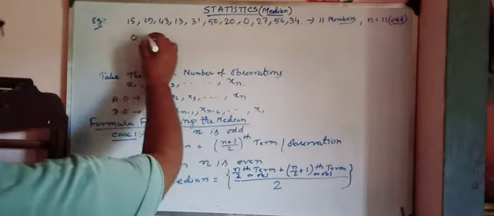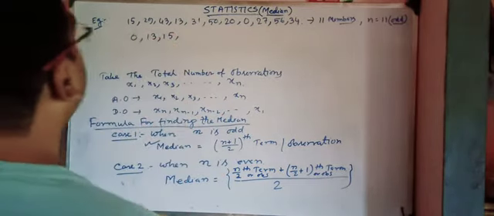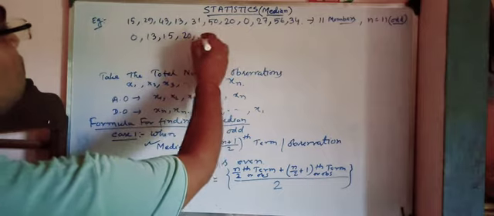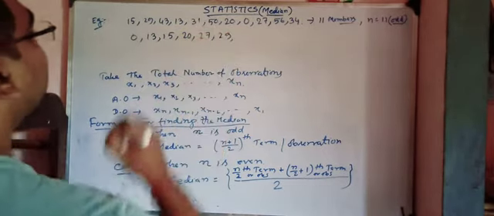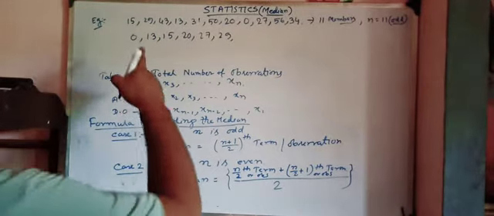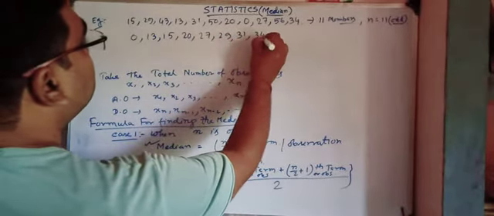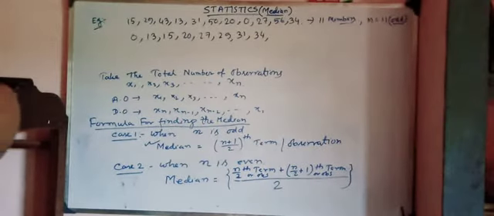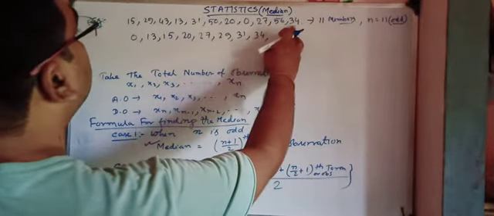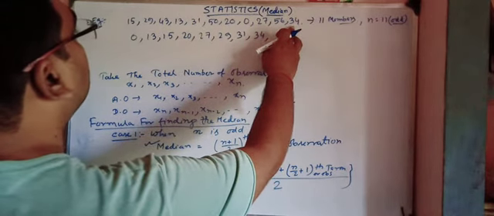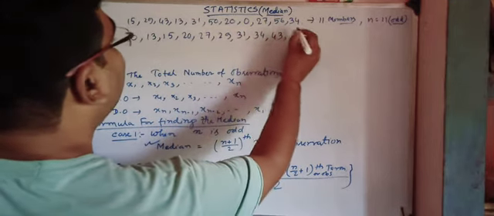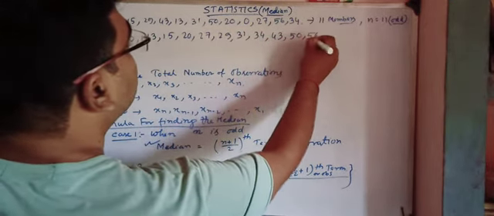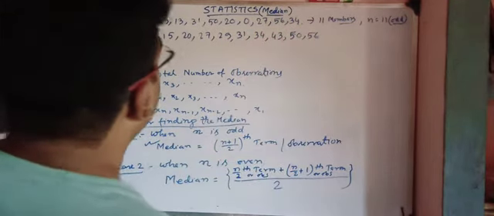If we arrange it, we get 0, 13, 15, 20, 27, 29, 31, 34, 43, 50, 56. Okay, so this is my required ascending order.